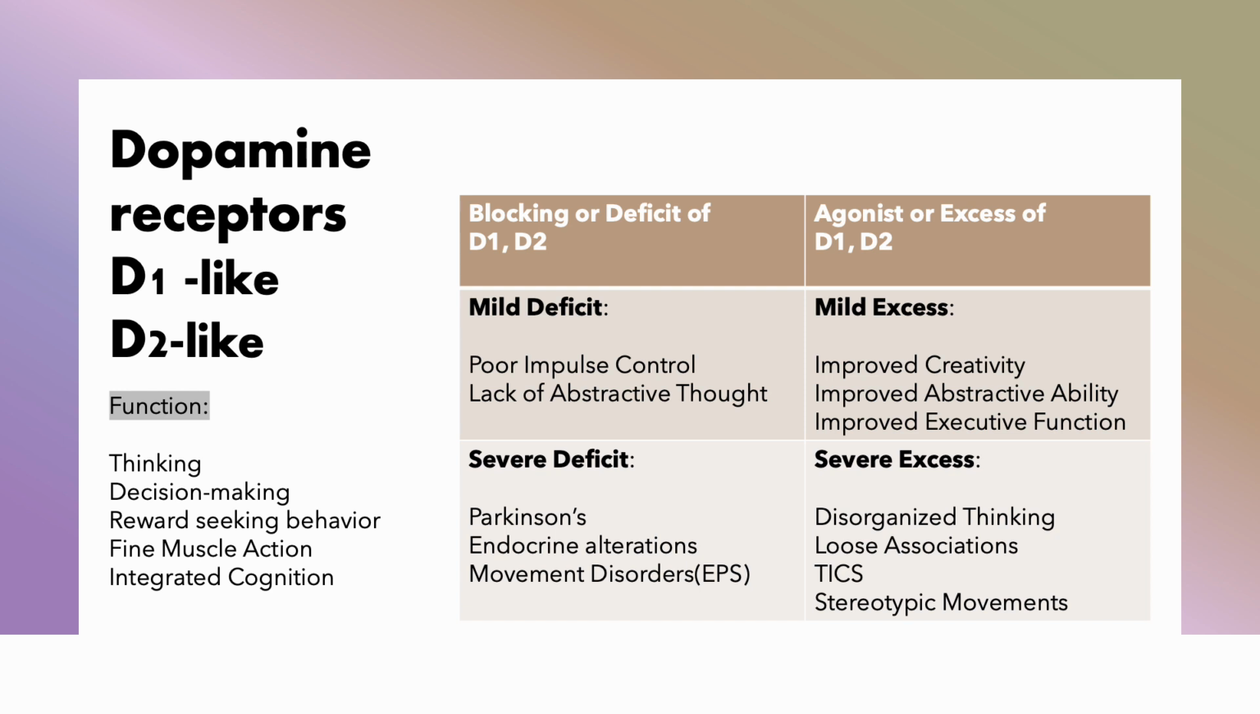A severe deficit of these receptors will result in Parkinson's, endocrine alterations, and movement disorders such as EPS. A mild excess of these receptors gives improved creativity, improved abstractive ability, and improved executive function, but a severe excess of these dopamine receptors will result in disorganized thinking, loose associations, tics, and stereotypic movements.